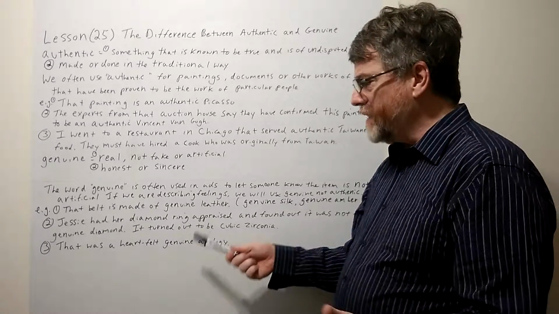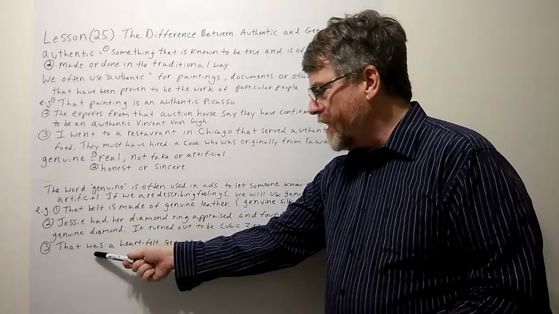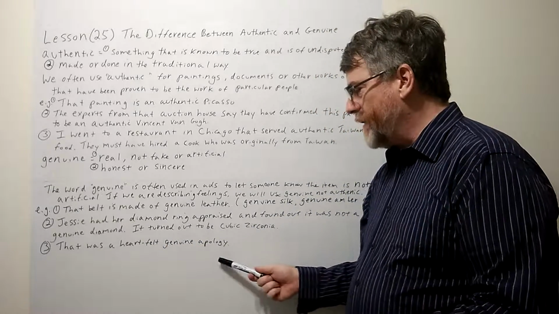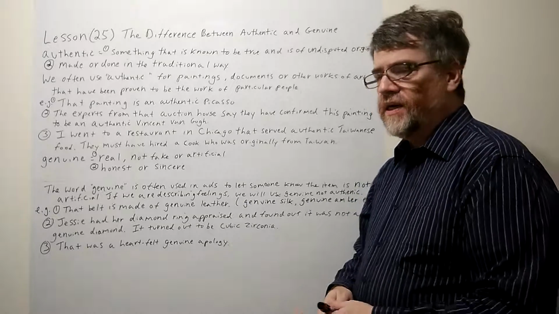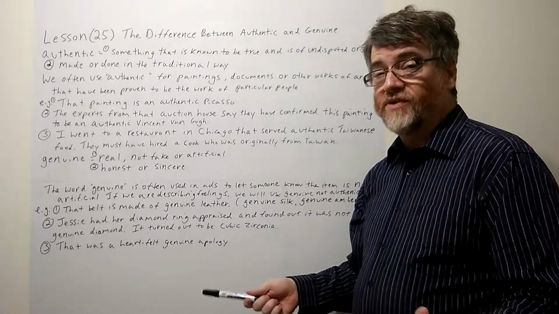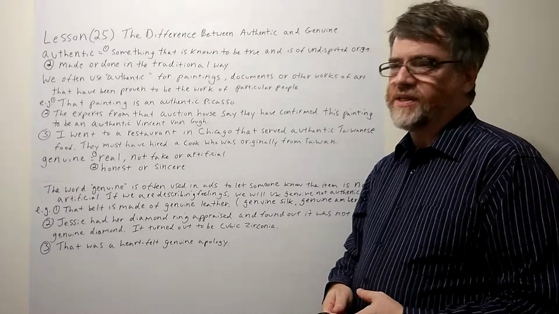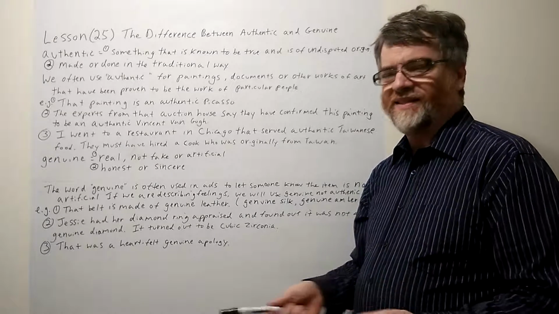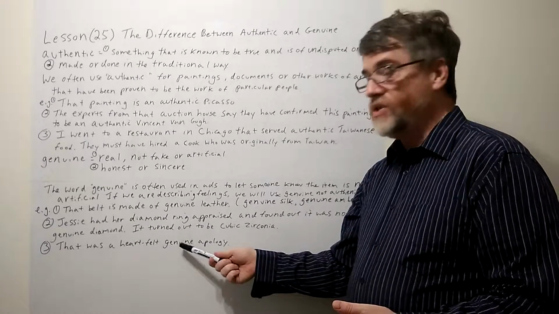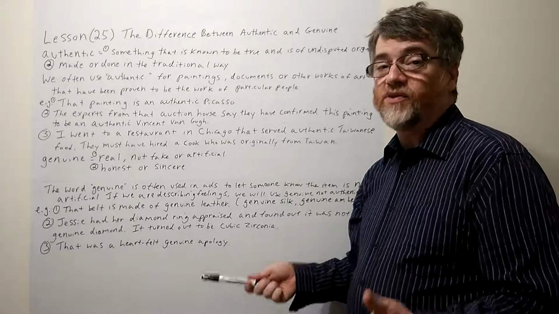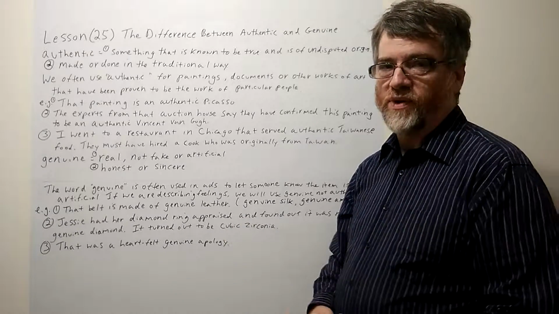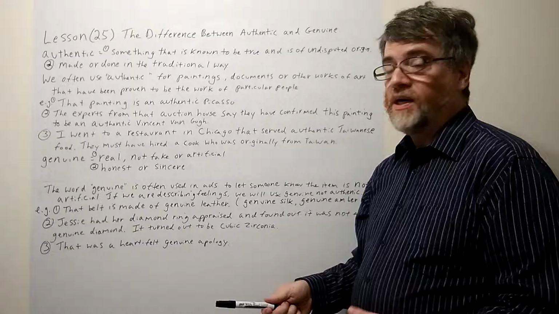Okay, and let's look at the last example here. That was a heartfelt, genuine apology. Again, this has to do with feelings. We could say, she genuinely loves you. It would be really weird to say she authentically loves you. That doesn't fit. In this case, we definitely would use genuine. She has genuine feelings for you. We wouldn't say she has authentic feelings for you. That would be really kind of strange.